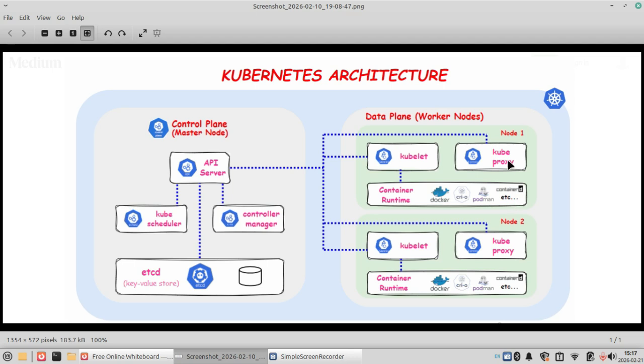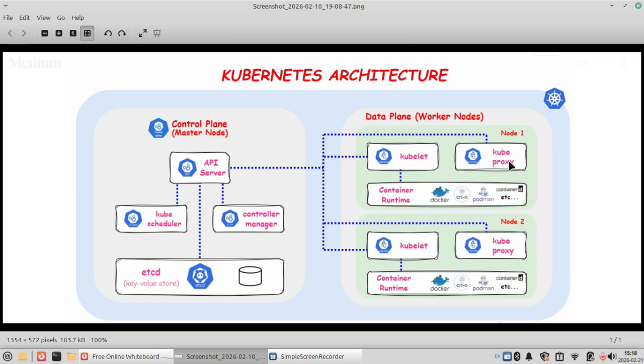So how about kube-proxy? Kube-proxy is a network proxy that runs on each of your worker nodes in a Kubernetes cluster. All right. The primary function of kube-proxy is to implement service load balancing and network rules. We are going to see all of this in depth when we start implementing cluster configurations. All right.